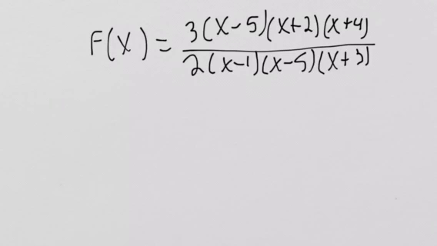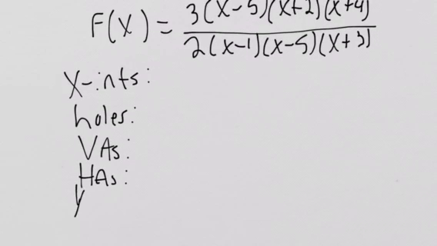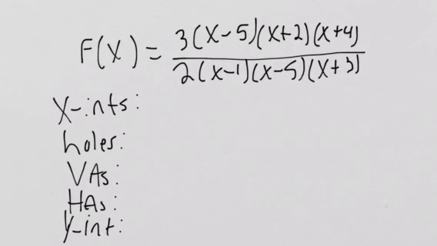All right, let's find some key features of this function so that we can graph it. We're looking for x-intercepts, holes, vertical asymptotes, horizontal asymptotes, and let's look for a y-intercept. So x-intercepts are going to happen on top.